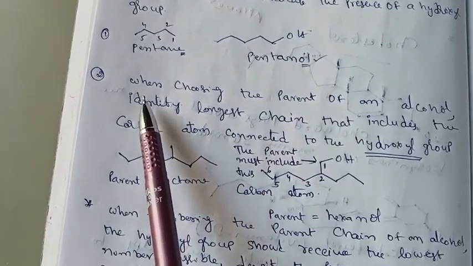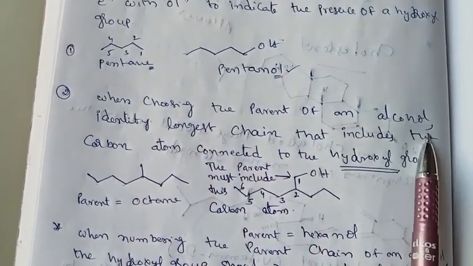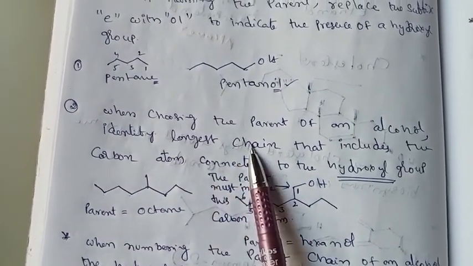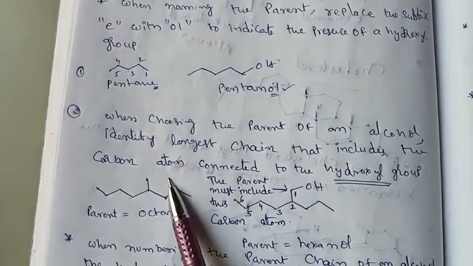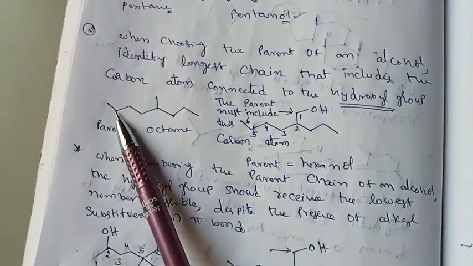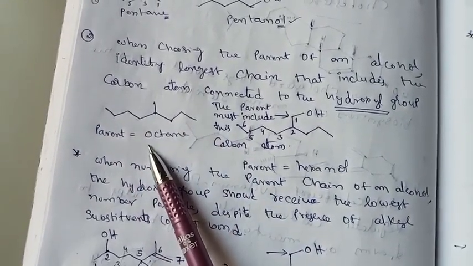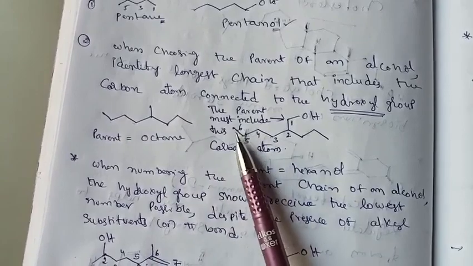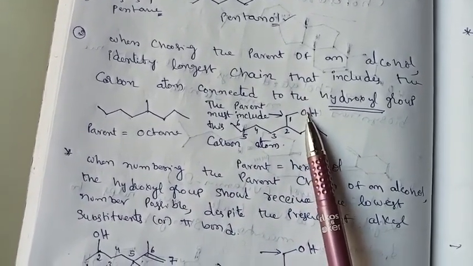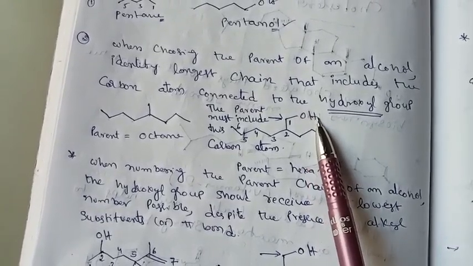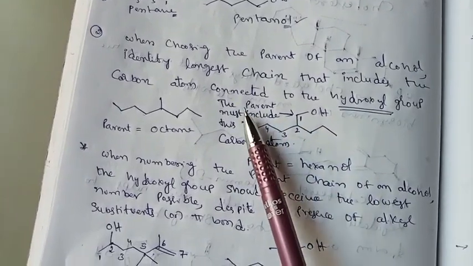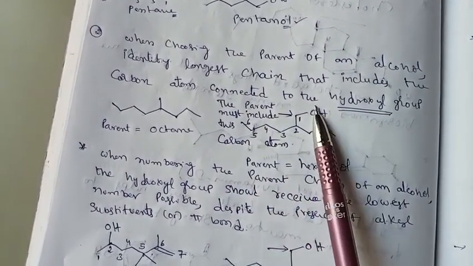Second, when choosing the parent of an alcohol, identify the longest chain. That is a very important criterion, the longest chain, that includes the carbon atom connected to the hydroxyl group. For example, in this one, this is the longest chain, so the parent is octane. But even though it is octane, the OH functional group is there, so we have to give priority to the functional group rather than the chain. So the parent must include the OH functional group.